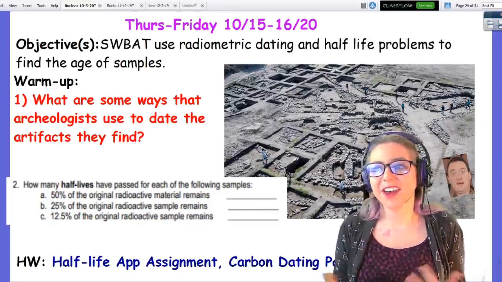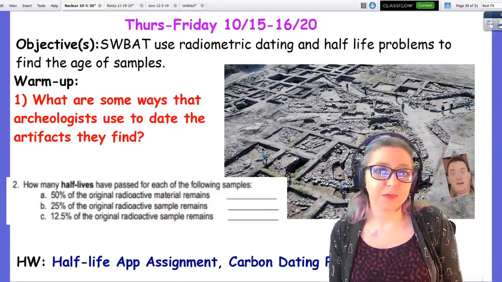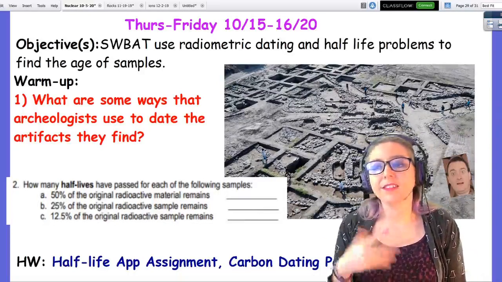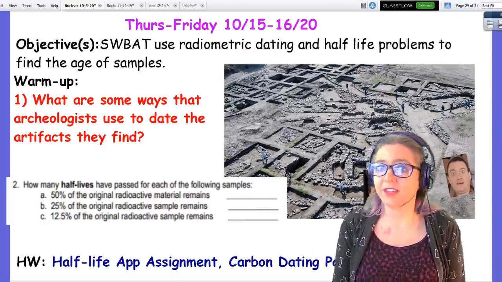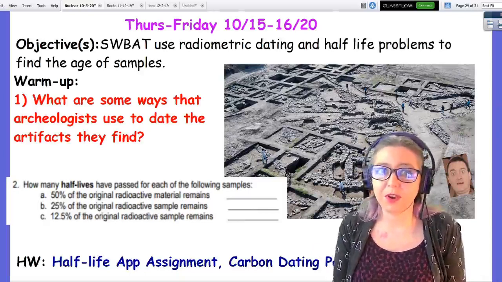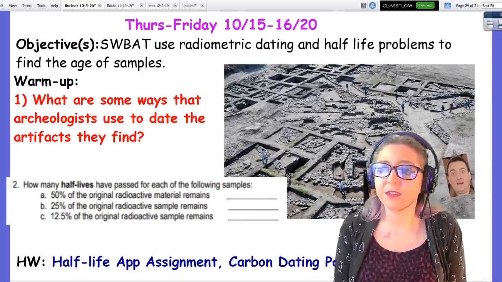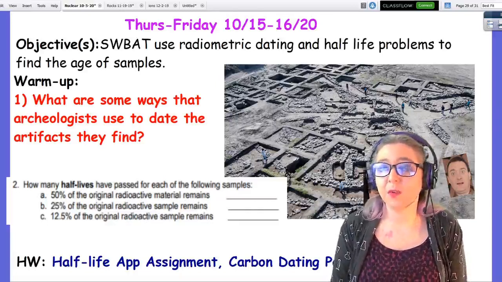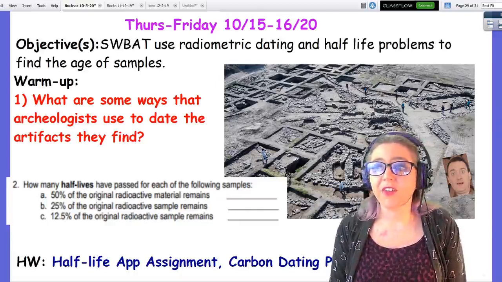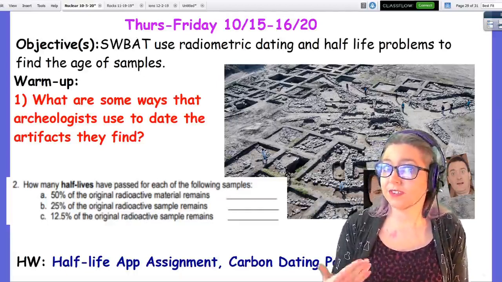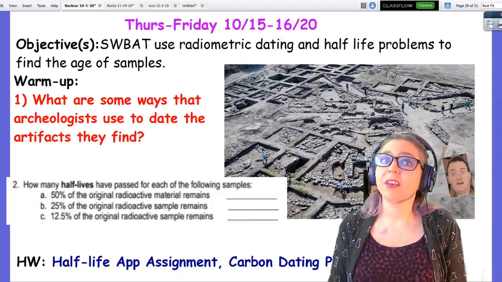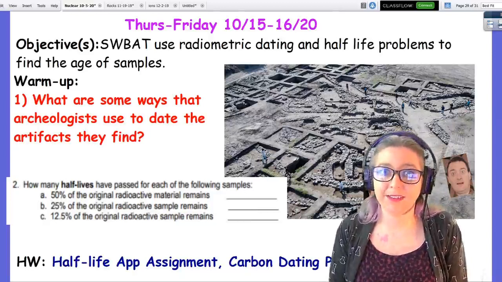So I got a lot of different answers, and the one we're going to talk about in this lesson is actually carbon dating. Then the second part of our warm-up was about half-lives, a nice little review of what we went over in our last class. So how many half-lives have passed for each of the following samples? Well, if I have half or 50% of my original radioactive material, that means that one half-life has passed.